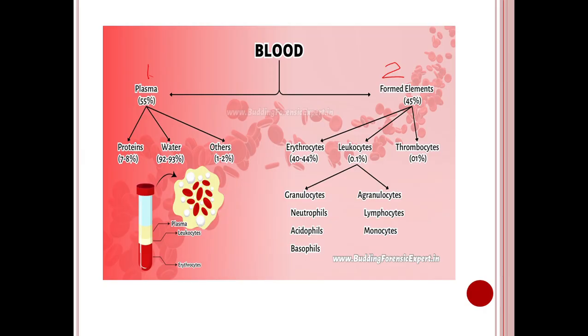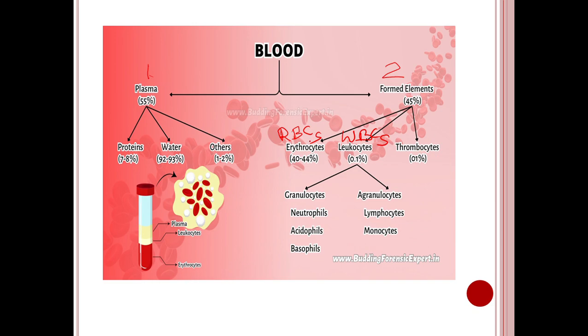Now coming to the second part, the formed elements. Formed elements make up only 45% of the blood, so they are the lesser stakeholder. The parts of the formed elements are: erythrocytes, the RBCs of your body; leukocytes, the WBCs of your body; and thrombocytes, platelets or blood clotting factors.